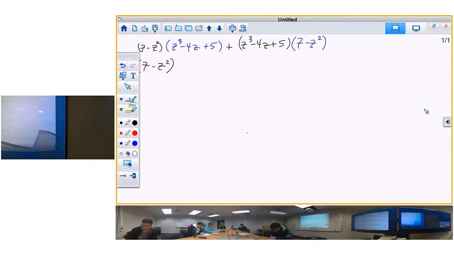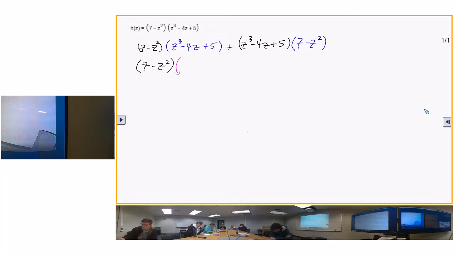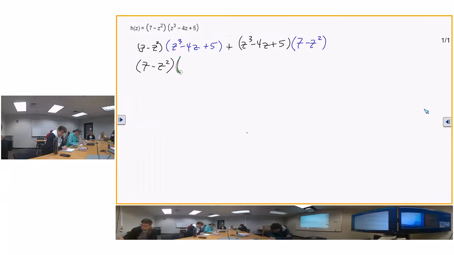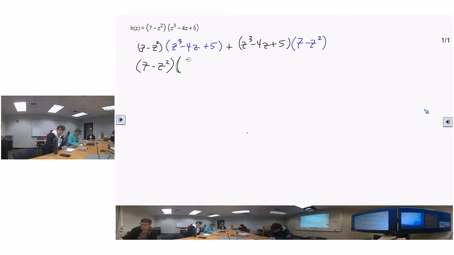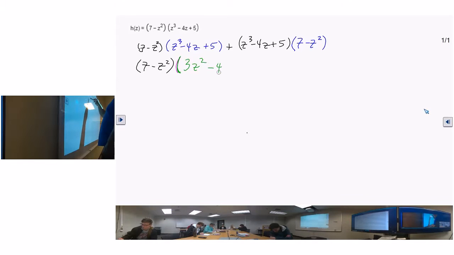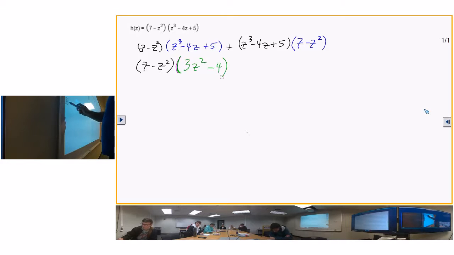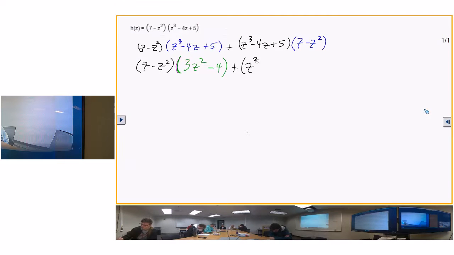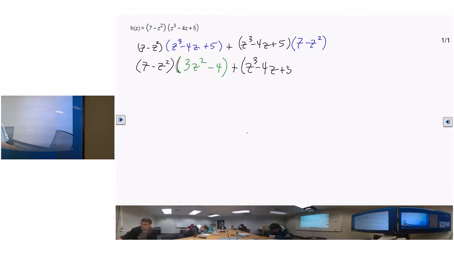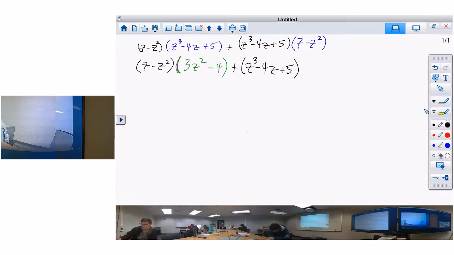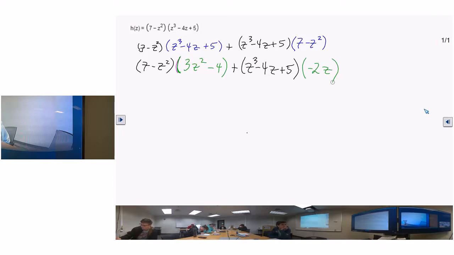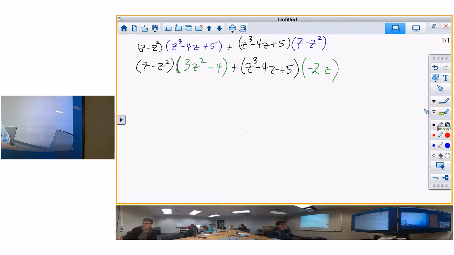Do this in green. That's going to be what? Ooh, that's the wrong green. There we go. Colorblind. Yeah, I am. 3z squared minus 4. Now, what I should do is just do it all in one color, and say screw y'all, but I don't. Plus z to the third minus 4z plus 5 times negative 2z. Now, there's no calculus, it's all algebra.